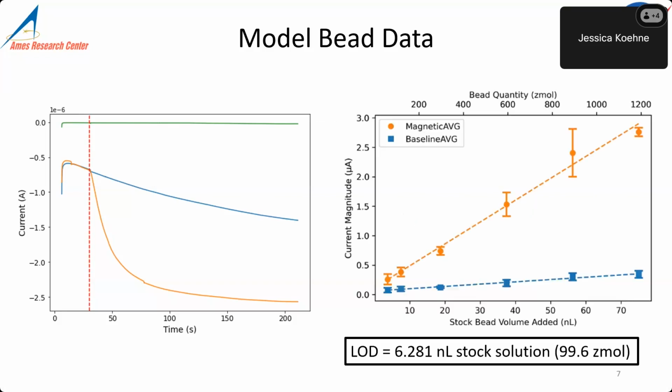All right, so then we actually calibrated the sensor, and the baseline here we're showing this is just it in solution, and then the orange is with the magnet employed, and we got very, very low limits of detection down to 99 zeptomole. This is the model bead construct. Let's go to the next slide.